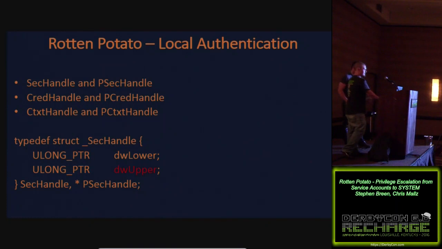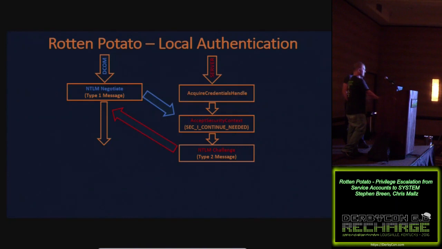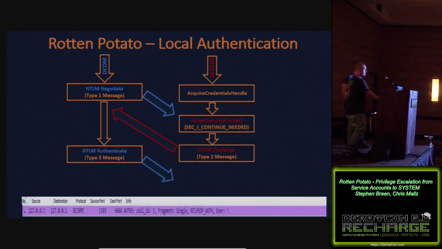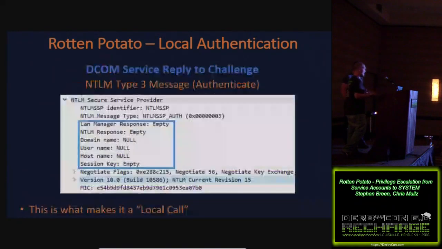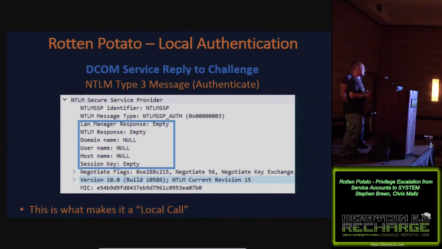So we send that NTLM challenge back into the DCOM service, and then that will basically respond with the third hash, the NTLM authenticate, and it's actually quite a bit different because everything in it is null. It's all zeros, there's nothing there basically. And this is how a local call works on every single Windows version that I've ever seen. Then we just take that and put it right back into accept security context, and that's basically it. It's quite simple.